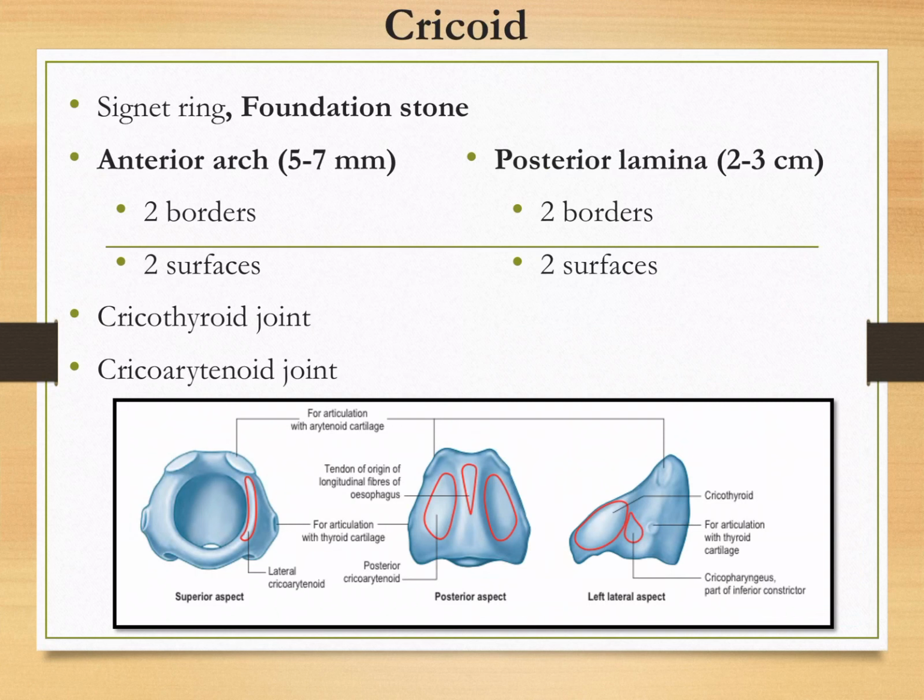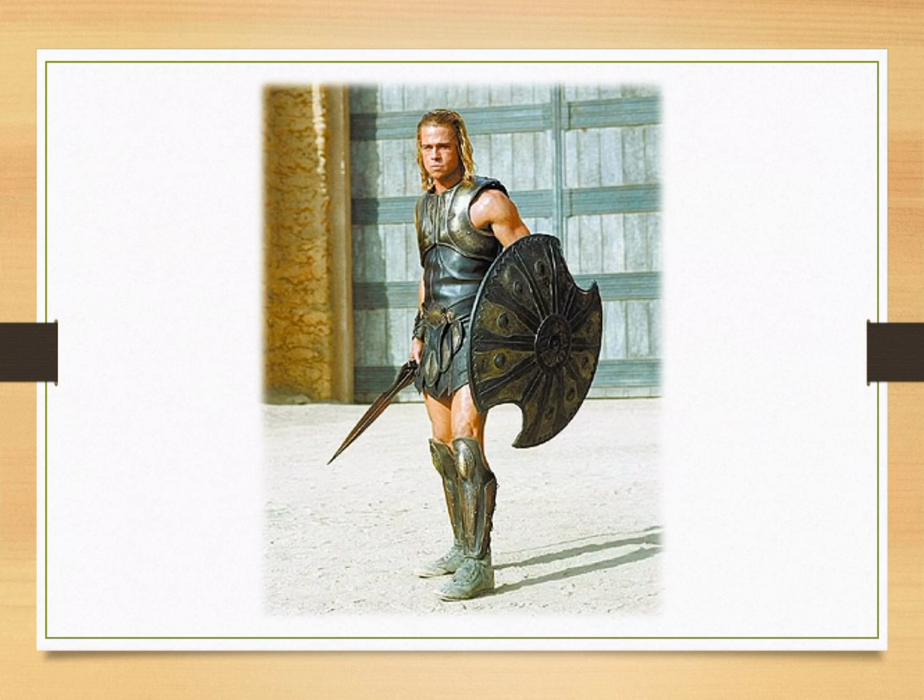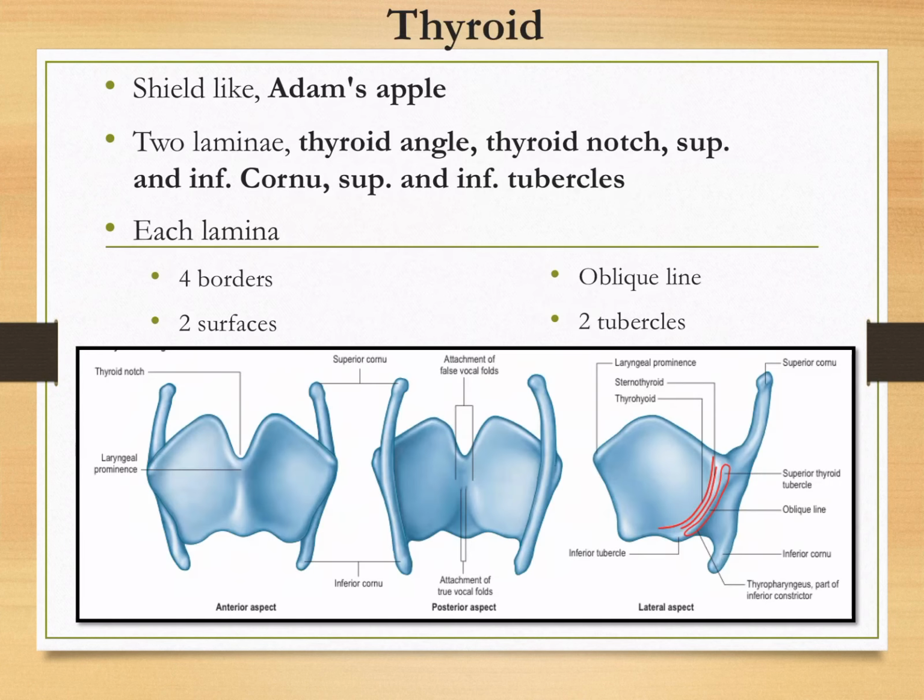Just want you all to see the attachments on the right-sided diagram. Sternothyroid, thyrohyoid, and behind on the oblique line, the thyropharyngeus part of inferior constrictor.